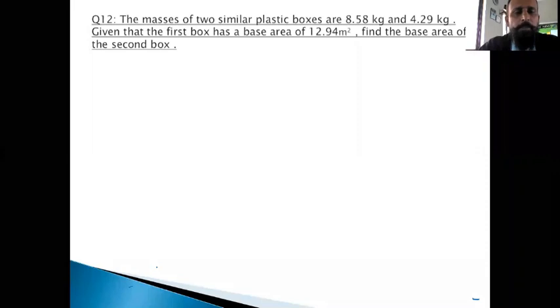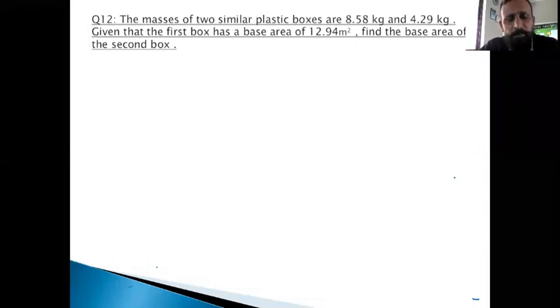All right, dear students, this is question number 12 of the same exercise 12P. It says, the masses of two similar plastic boxes are 8.58 kg and 4.29 kg. Given that the first box has a base area of 12.94 meters square, find the base area of the second box.